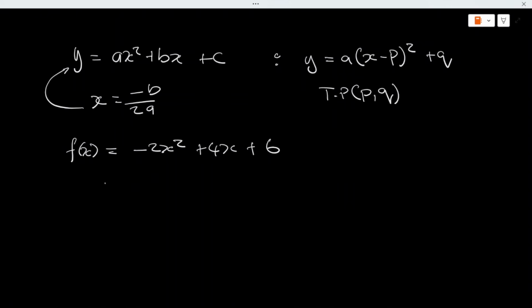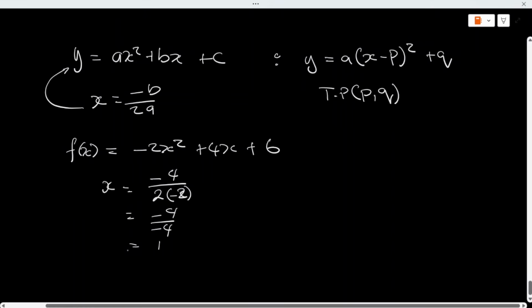So let's do that. x is equal to minus, now what is the b? The b is the coefficient of x, or the number next to x. That is 4 in this case, over 2 times a. Now, what is a? a is minus 2, or you could simply remember it as the number next to x squared, or the coefficient of x squared. That is minus 2 in this case. So let's solve this now. This becomes minus 4 over minus 4, which will be 1.